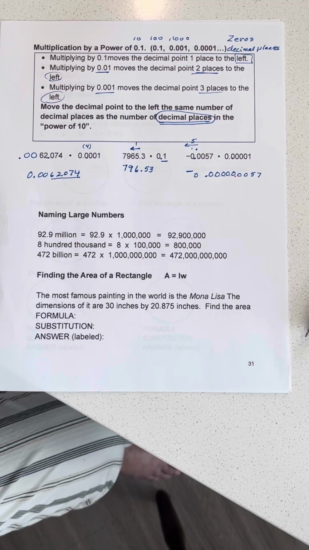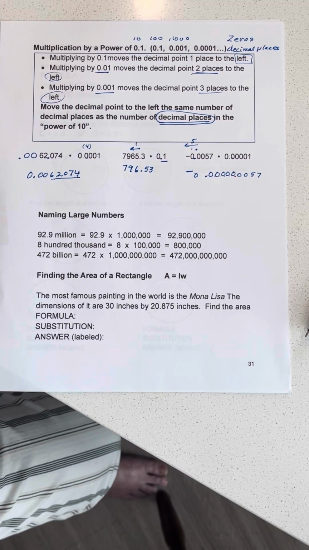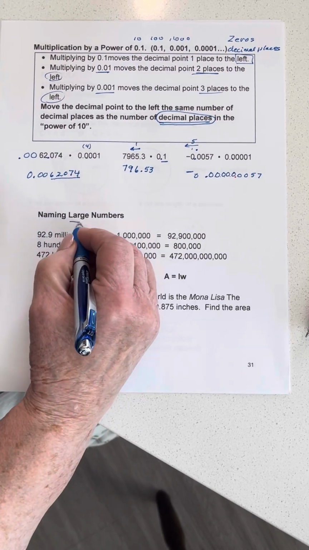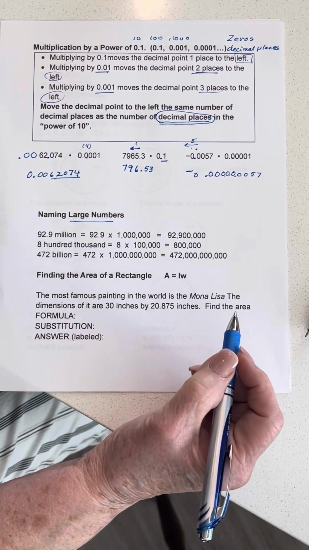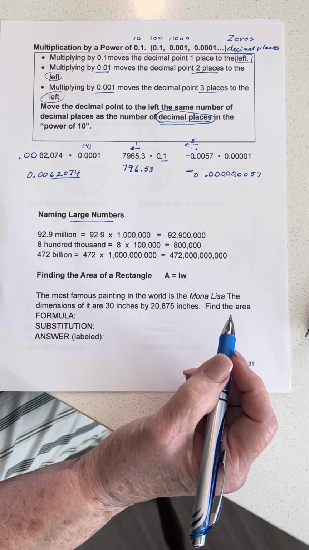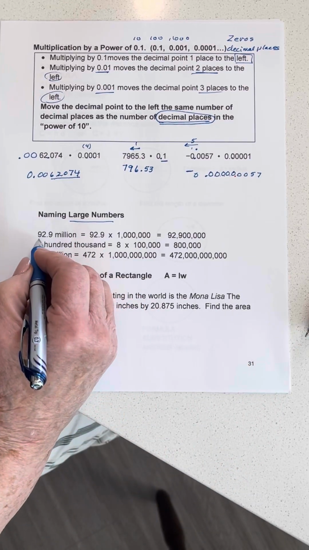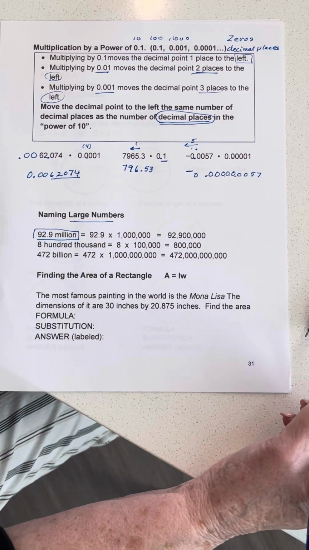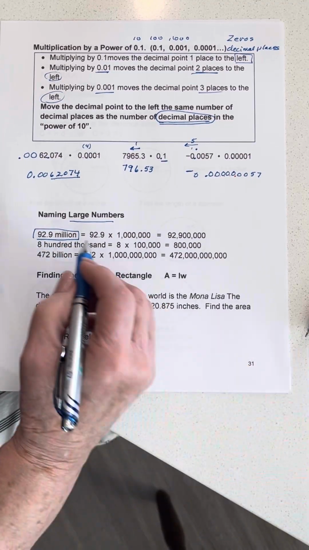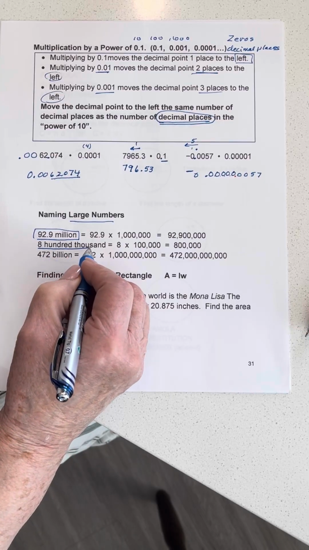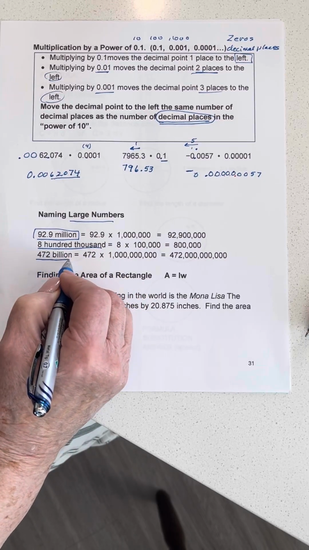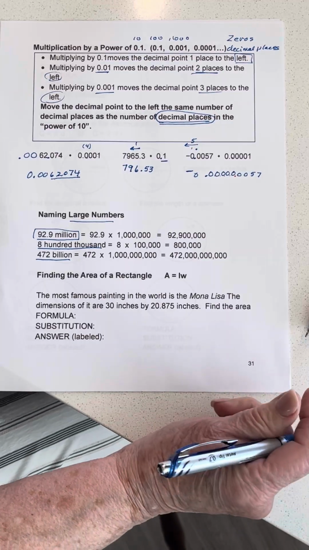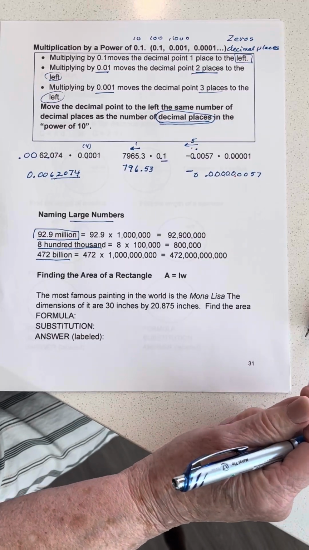Now we're going to kind of combine a couple of these skills. We're going to be what they're calling naming large numbers. In a lot of writing, especially in newspapers, you'll see a large number that's written like this: 92 and 9/10 millions, 800,000, 472 billion, and we use words for that. So now we want to write it as a numeral.